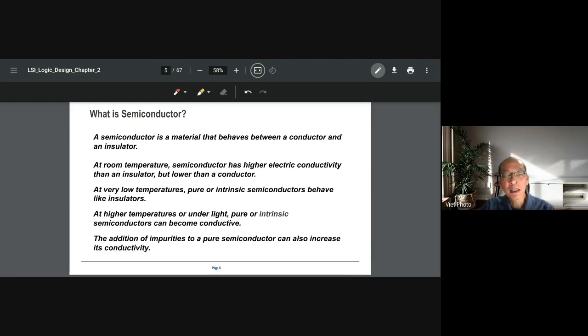However, when we dope it, introducing an impurity, another element, into the semiconductor crystal, that semiconductor can become quite conductive. Or when the temperature is rising, the electrons move faster and have more energy. They can break from the crystal, and the material can become conductive too.